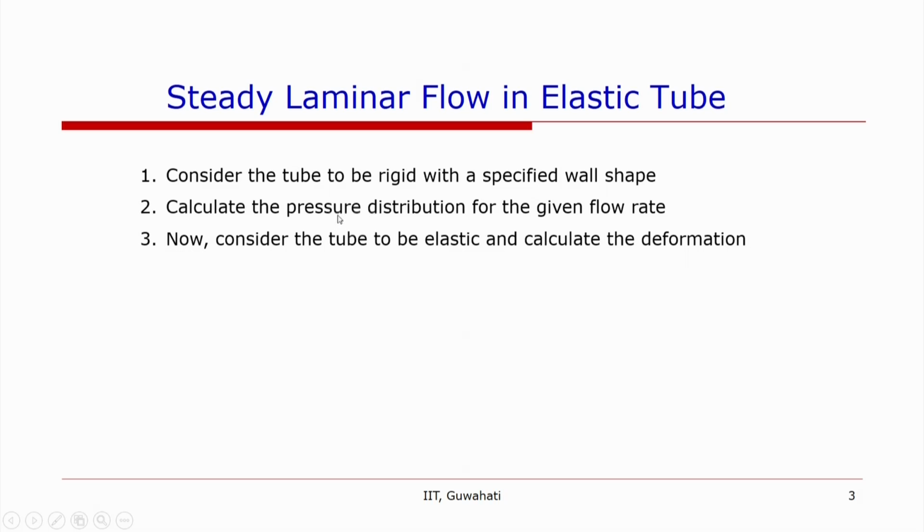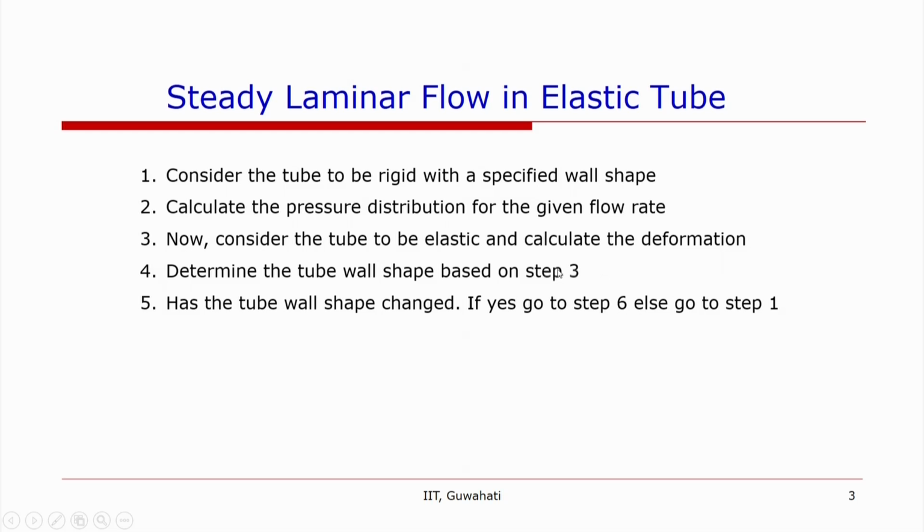Now, from this pressure distribution, because we said that the external pressure is constant, we will consider the tube to be elastic and calculate the deformation. From this deformation calculation, we can calculate the shape of the wall because of this force distribution, or the pressure distribution as a result of the flow. Now, once we have calculated the wall shape, we need to see whether the shape of the wall has changed from step 1.